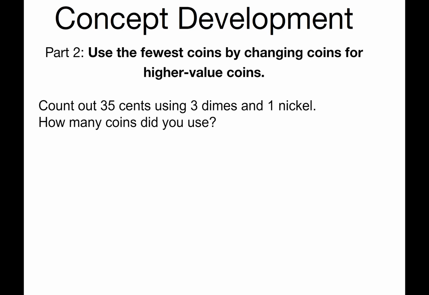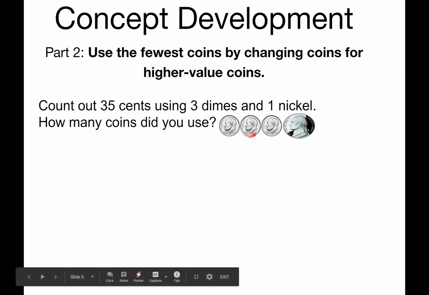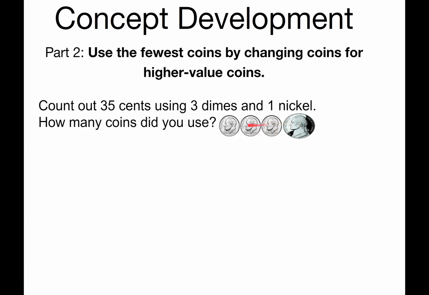How many coins did you use? Remember, you have 3 dimes and 1 nickel. Now let's count. 1 dime, 2 dimes, 3 dimes, and a nickel. That makes 4 coins. 1, 2, 3, 4 coins. Can we exchange these 4 coins to have fewer coins?